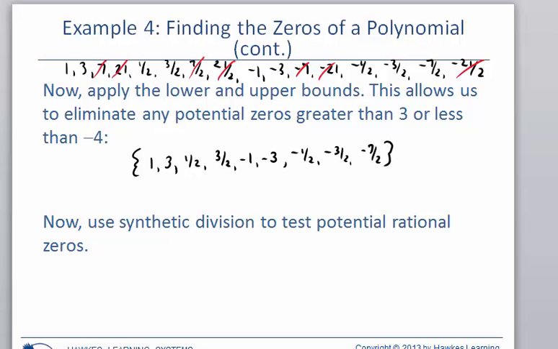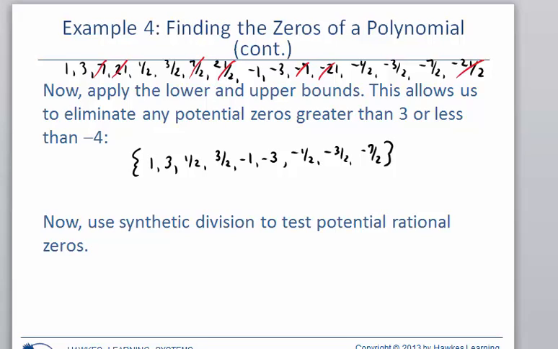All right, so once we have that list, essentially what we've done is we've taken this big list of potential rational zeros, and we've used our bound theorem to eliminate some of them. So now we can use synthetic division to test our potential rational zeros. Now again, the book is suggesting that you randomly select one of the numbers in our list and start testing until you find something with a remainder of 0.